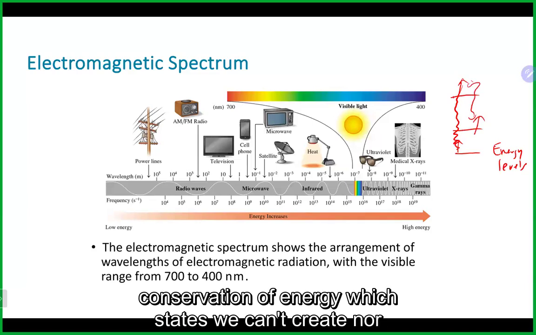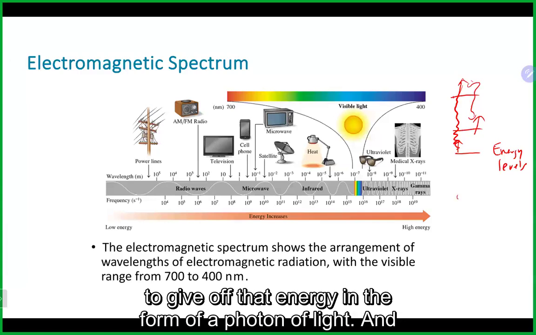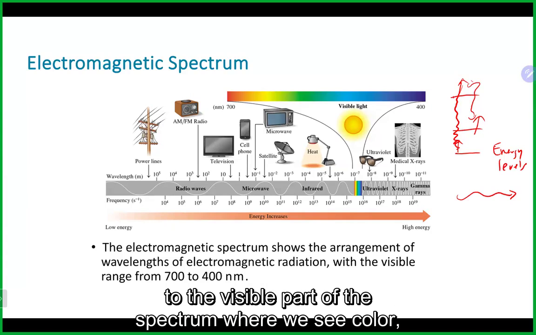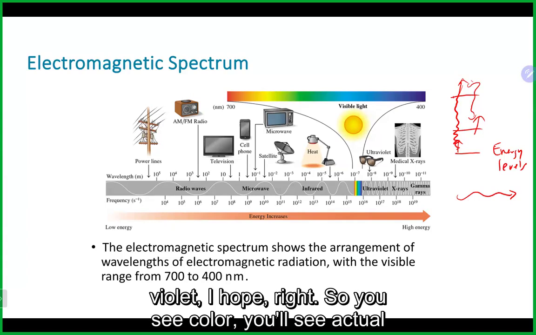There's a law of conservation of energy, which states we can't create nor destroy energy. So the atom itself would have to give off that energy in the form of a photon of light. And if that light has a wavelength that corresponds to the visible part of the spectrum, where we see color, ROY G. BIV, right? Red, orange, yellow, green, blue, indigo, violet. So you'll see actual colors.